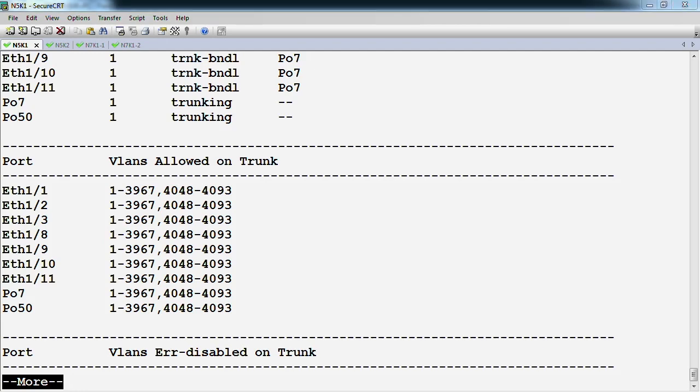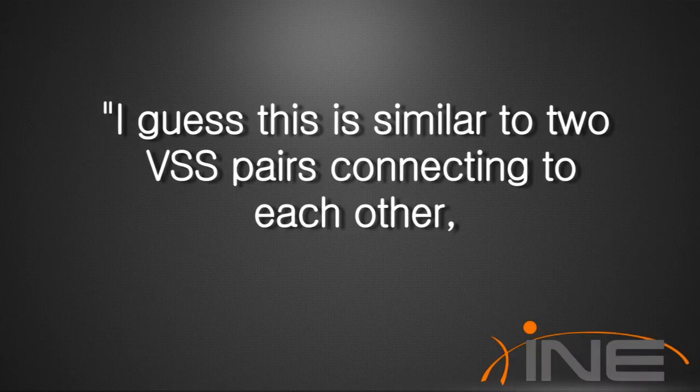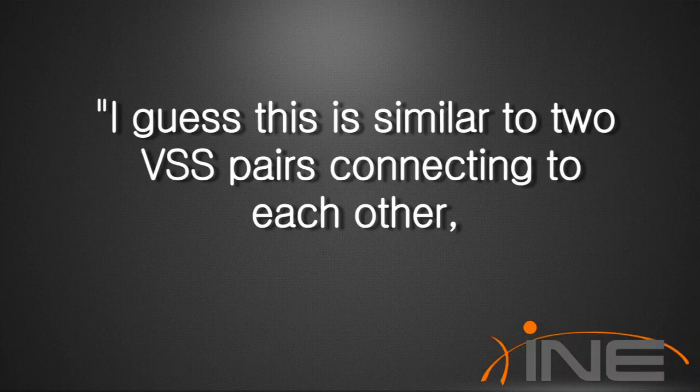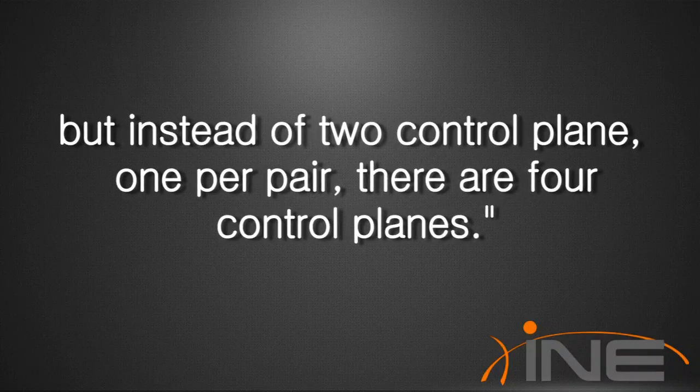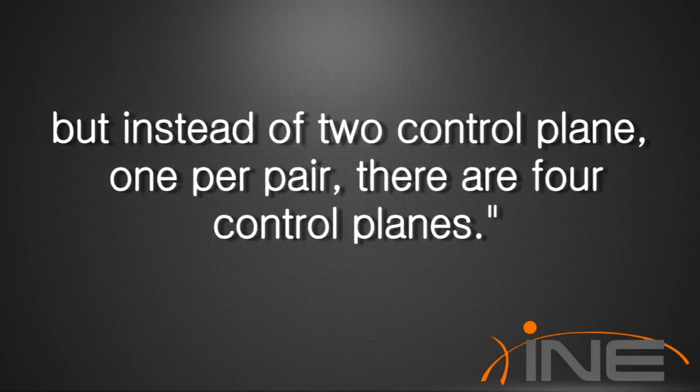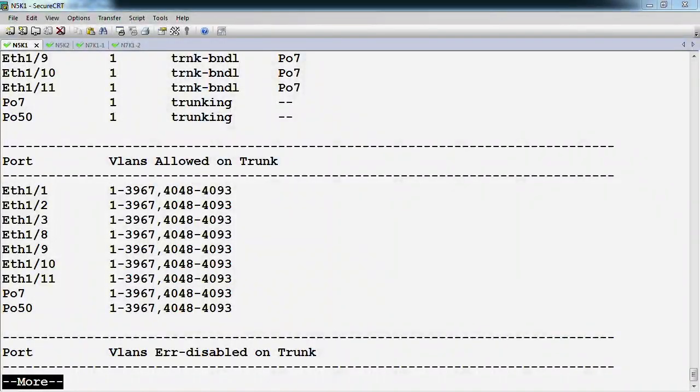Okay, there's a question. I guess this is similar to 2 VSS pairs connecting to each other, but instead of 2 control planes, 1 per pair, there are 4 control planes. That's correct. So with VSS, basically VSS is 2 6500 chassis that are connected with the VSL. VSL is like the peer link in the case of vPC.